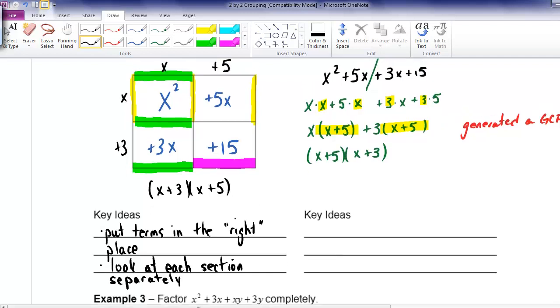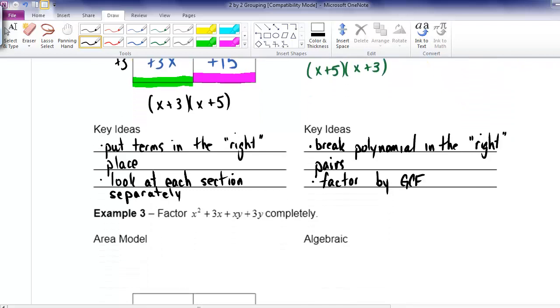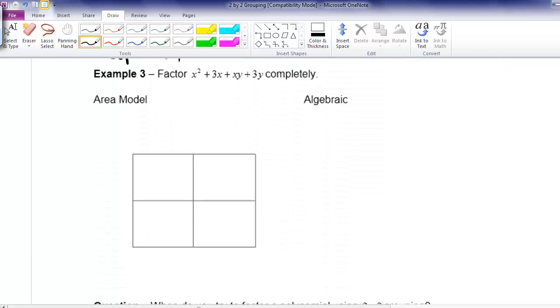Okay, the key idea algebraically is we need to break the polynomial into, again, I'll use the same word, the right pairs. And then we're going to factor by greatest common factor. Okay, let's look at another example.